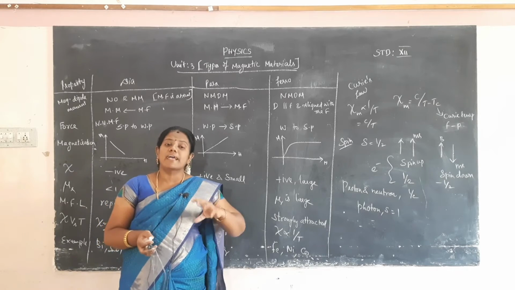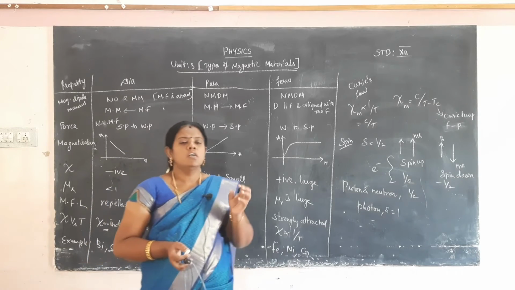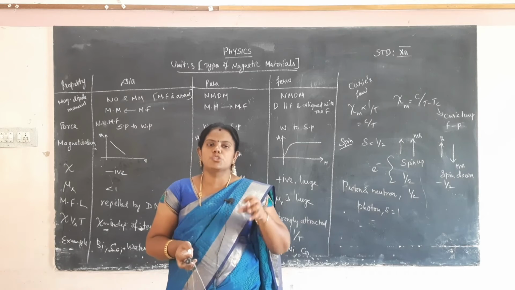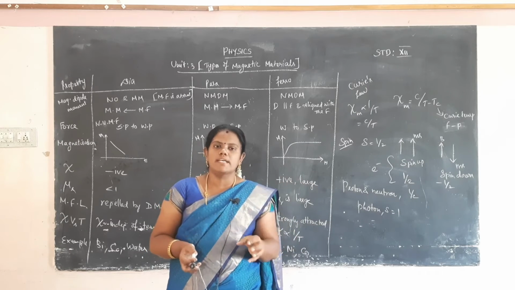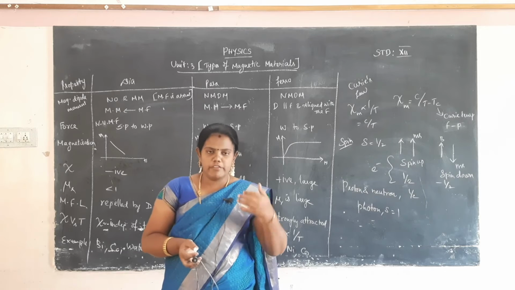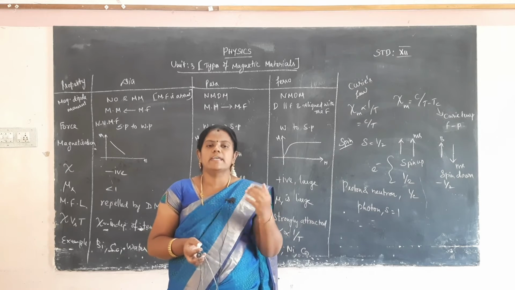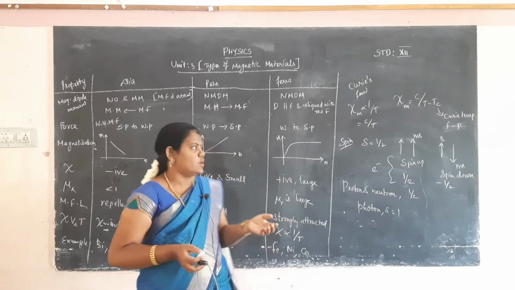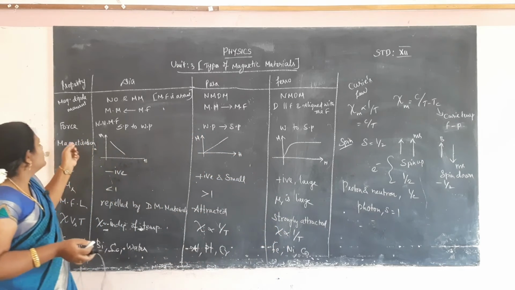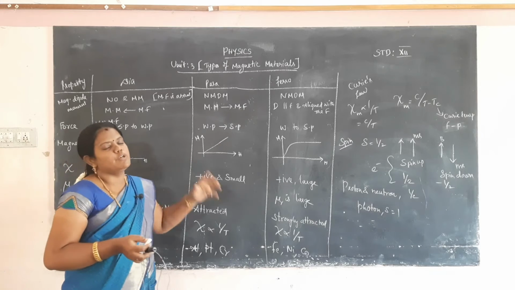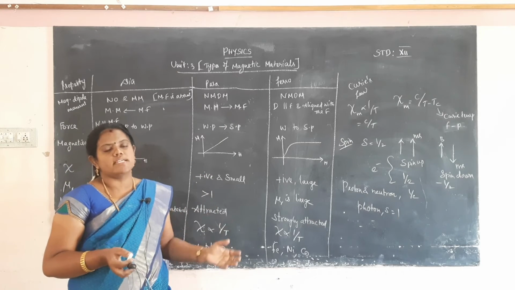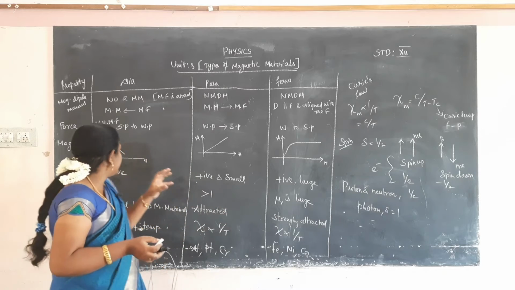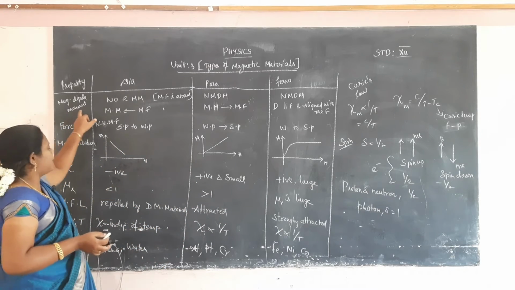What is the meaning of magnetizing field? The magnetic field which is used to magnetize a material is called the magnetizing field. The field you use to turn a material into a magnet is called the magnetizing field. Okay. So the magnetic field used to magnetize the material is called the magnetizing field. Okay, clear? So next, the magnetic dipole moment.